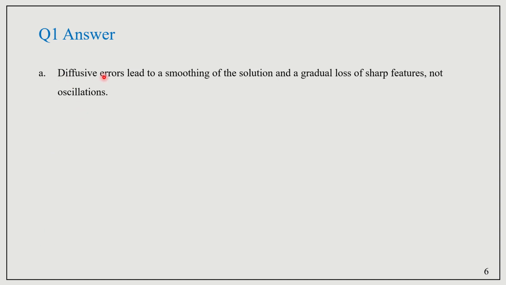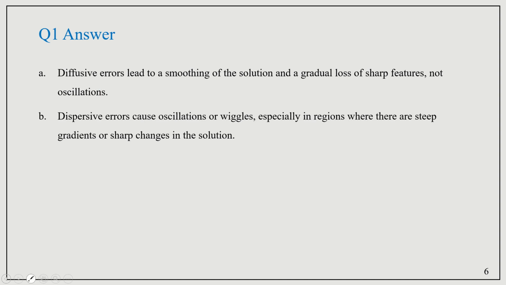Diffusive errors lead to a smoothing of the solution and a gradual loss of sharp features, and not oscillations. As I mentioned, it leads to diffusion, smoothing of the solution, and therefore a gradual loss of sharp features. And dispersive error, as we have seen, causes oscillations or wiggles, especially in regions where there are steep gradients or sharp changes in the solution. So our answer is dispersive error.